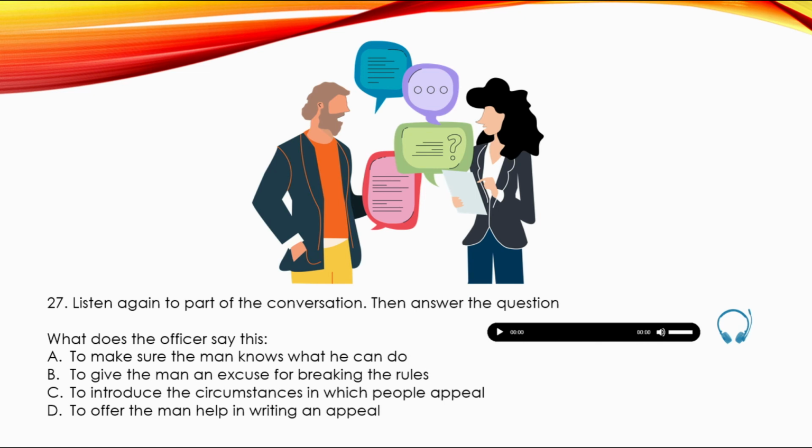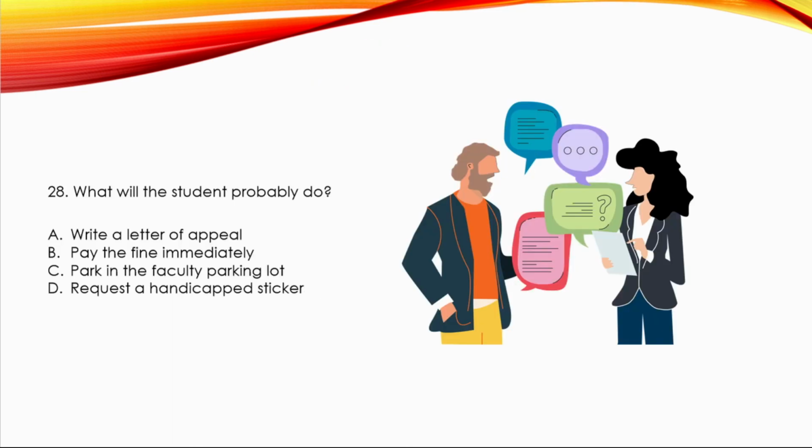Listen again to part of the conversation. Then answer the question. Well, you know, don't you, that you do have the right to appeal, since you believe that circumstances exist that may excuse you from certain university regulations. Why does the officer say this? Well, you know, don't you, that you do have the right to appeal. What will the student probably do?